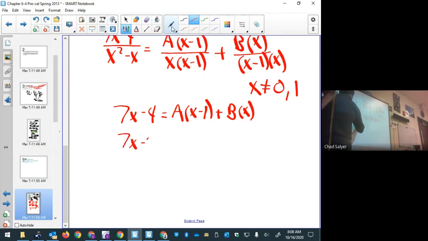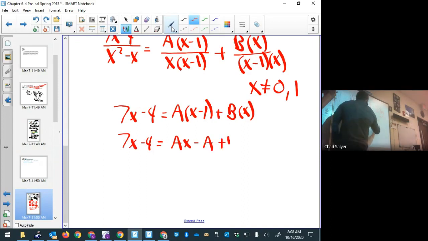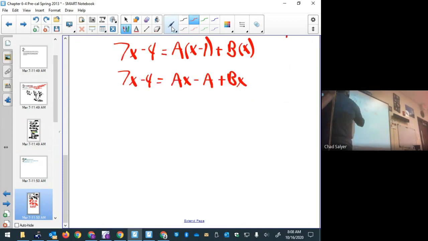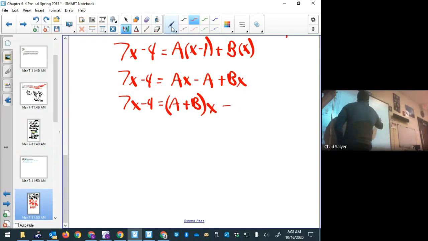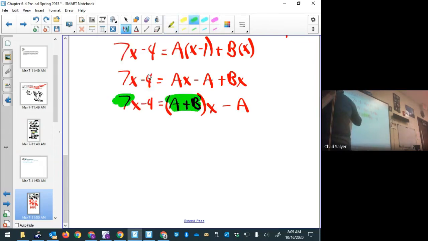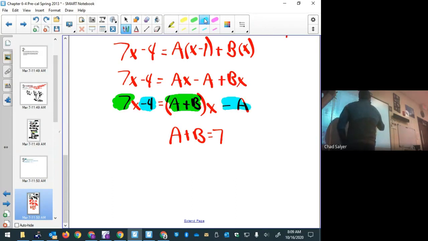So 7x minus 4 equals Ax minus A plus Bx. 7x minus 4 equals A plus B times x minus A. So I know A plus B has to equal 7. And I know that -4 has to equal -A.